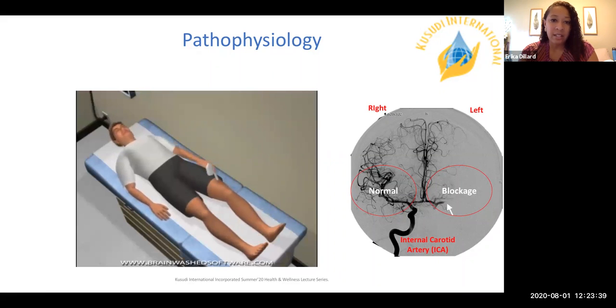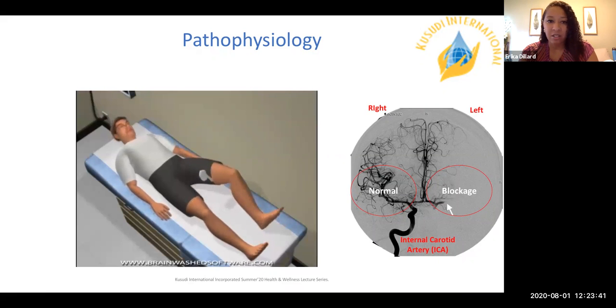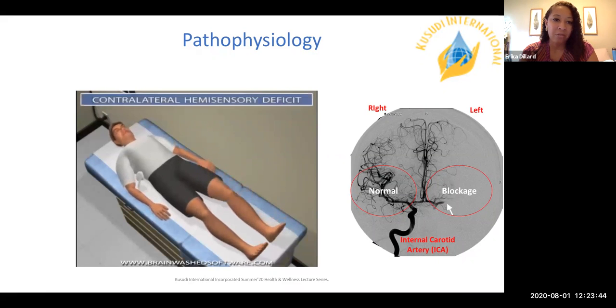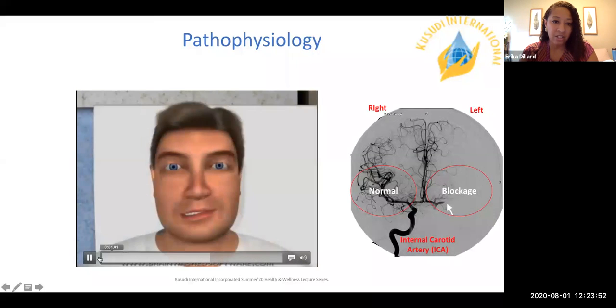The next thing is to check for sensation differences. So on the left, when you tap them, they're able to feel that, but when you do that on the right arm or on the right leg, you don't see any movement. They're unable to feel the sensation.